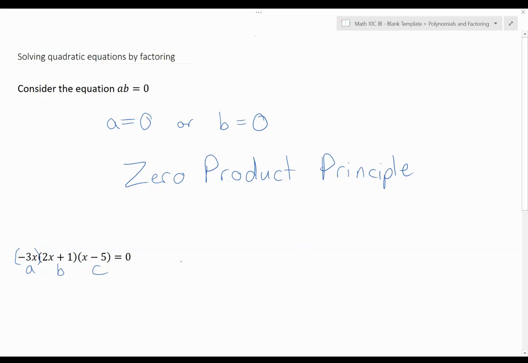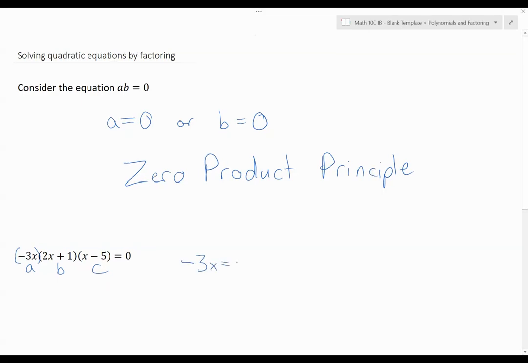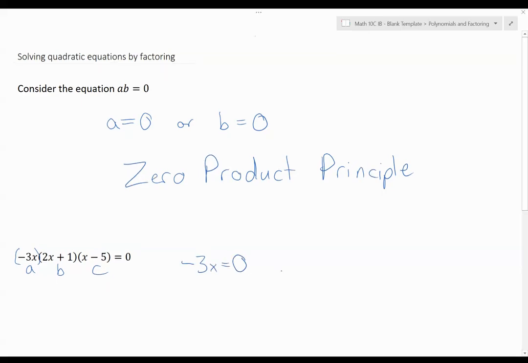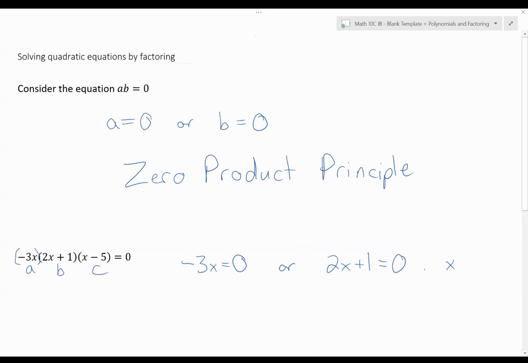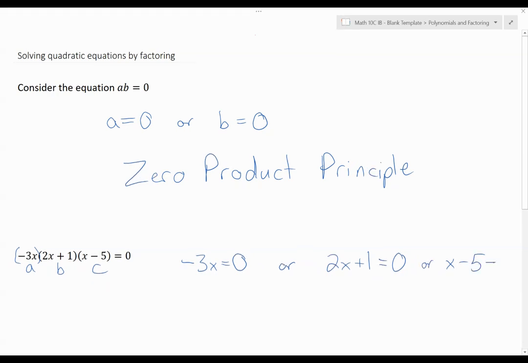true. Either negative 3x equals 0, or 2x plus 1 equals 0, or x minus 5 equals 0. One of those three things must be true. In fact, if any of these three things are true, then the whole product will be 0. So a solution to any of these equations is going to be a solution to the original equation.